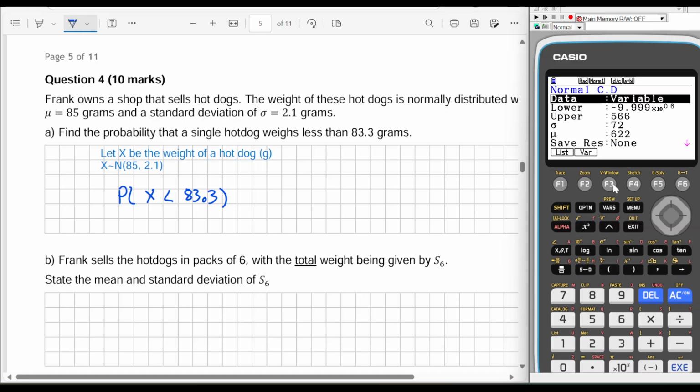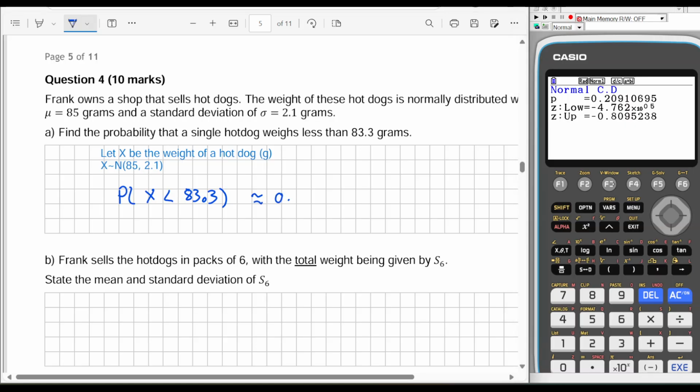Okay, normal CDF. So my lower should be minus and a whole bunch of 9s. My upper should be 83.3. My standard deviation 2.1 and my mean of 85. Let's calculate that, 0.209. The question's asking for a probability, so we're done. If it asked for a percentage, it would be 20.9%.